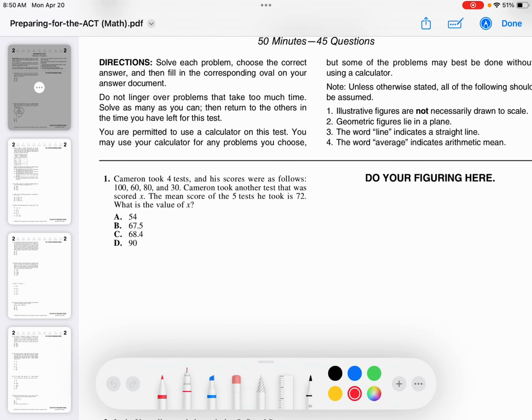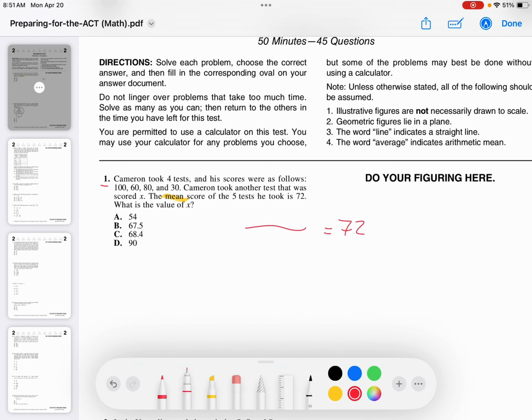First off, looking at number 1. Cameron took 4 tests and his scores were as follows: 100, 60, 80, and 30. Cameron took another test that scored X. The mean score of the 5 tests he took is 72. What is the value of X? Okay, so we need to get an average. Mean means average, so the average of the 5 tests should equal 72.